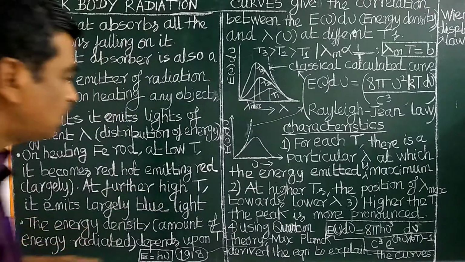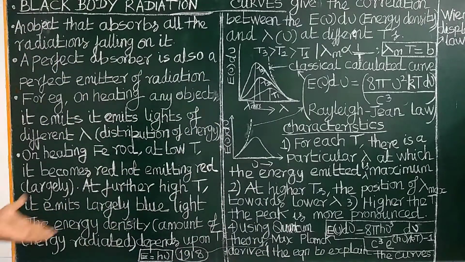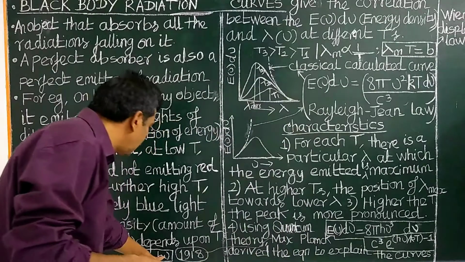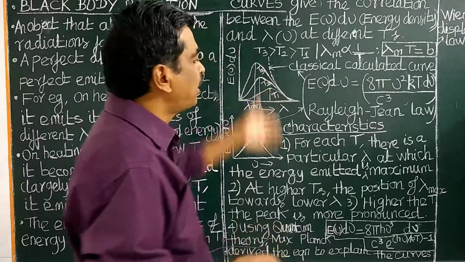So he was awarded the Nobel Prize for propounding the quantum theory of radiation, and also for deriving the famous equation E is equal to h nu to describe the black body radiation curves.